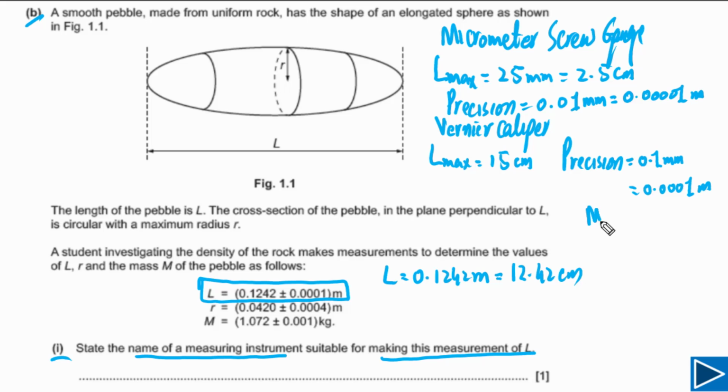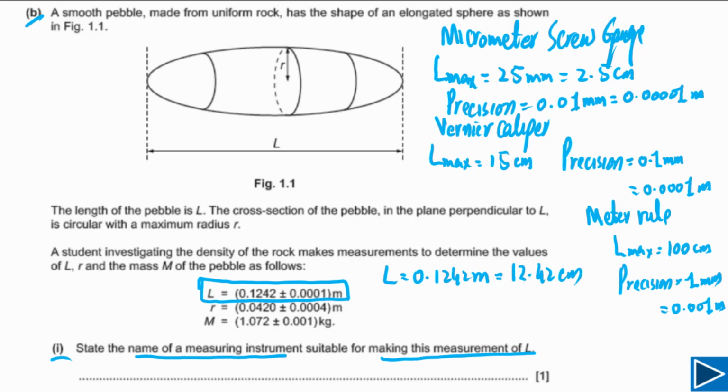The meter rule is also an instrument commonly used in the physics lab. The maximum length we can measure with the meter rule is 100 centimeters, or simply 1 meter. The precision of the meter rule is about 1 mm. Written in meters, this is 0.001. So this is the precision of the meter rule.